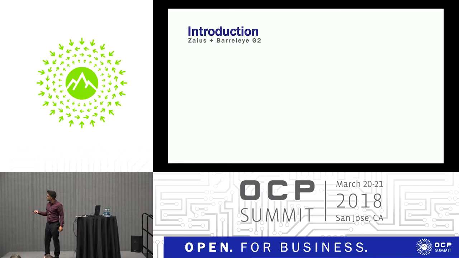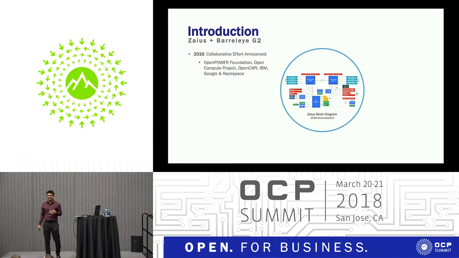So this project, the Zaius and Barreleye G2 project, started in 2016. It was started as a collaboration between Google, Rackspace, IBM, Inventec, and other open foundations, OpenCompute included. I have them on the list there. So two years back, we started this.